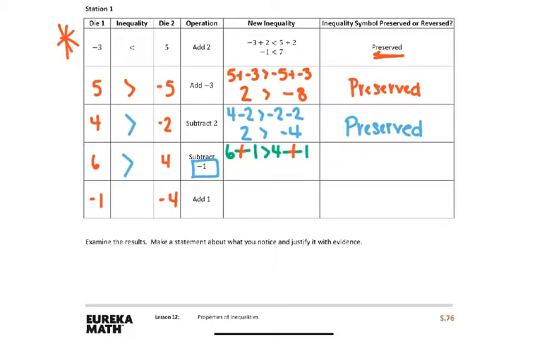Okay, so we've got 6 plus 1 on the left side of our inequality. So 6 plus 1 is 7. And then on the other side, we have 4 plus 1, and that is 5. And 7 is still greater than 5, so I can keep my inequality symbol exactly the same. And I can say that my inequality symbol was preserved because it did not change at all. It stayed exactly the same. Let's look at the last row in this table and see what we come up with. And then let's look at what all of our signs did, did they change or stay the same?